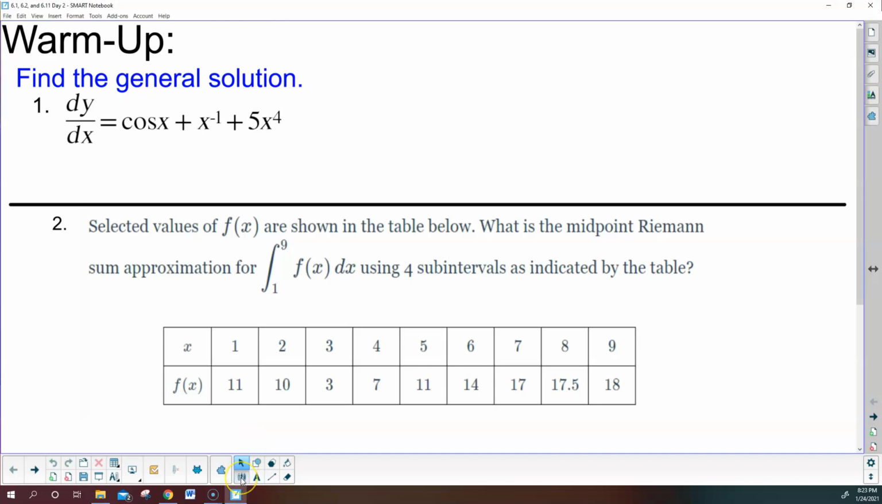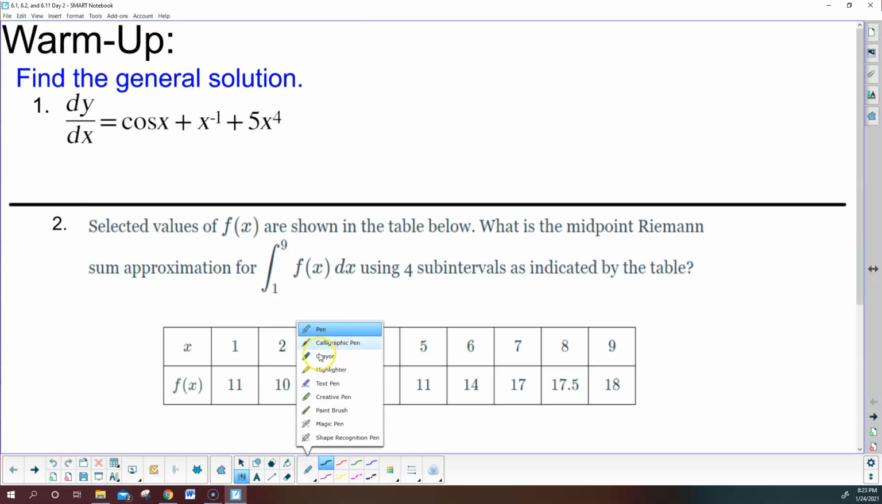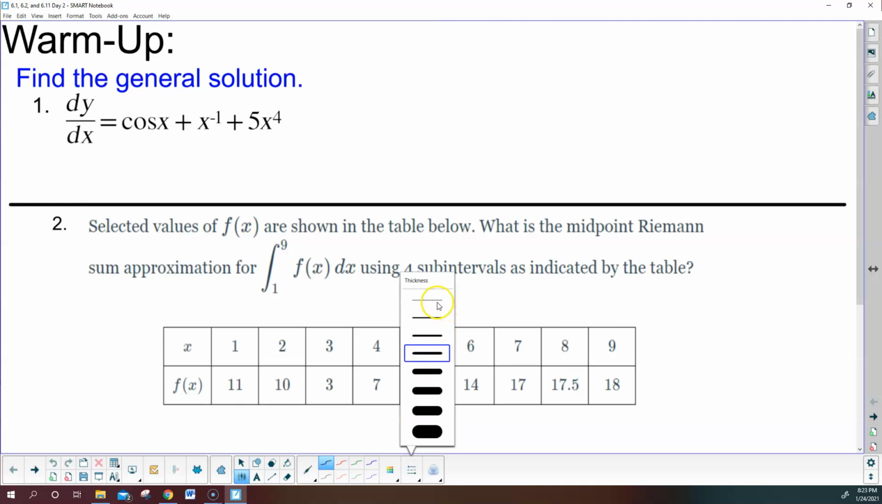But what I like to do is go over a couple warm-up problems. So go ahead and hit pause, try these problems, and then we're going to go over them when you're done.